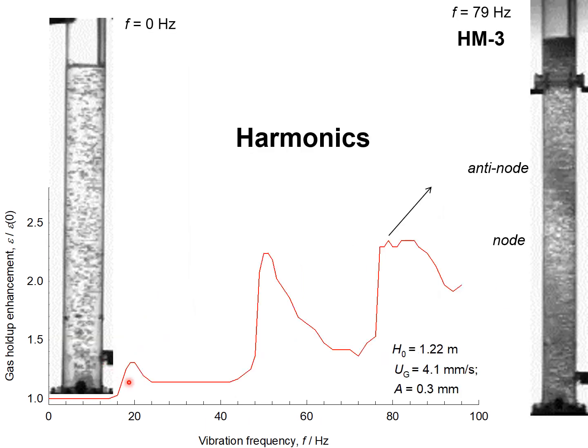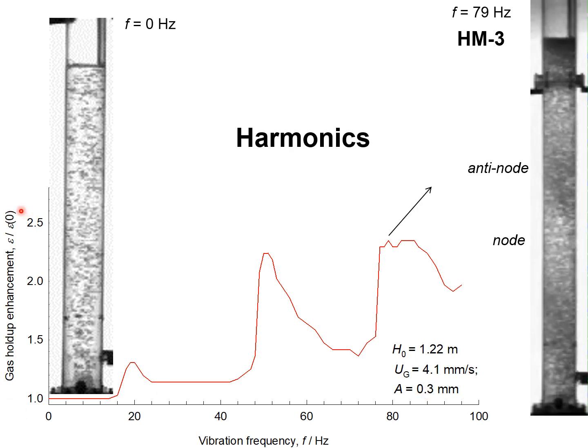We now examine the experiments in which the column height of the clear liquid is maintained at 1.22 meters. The superficial gas velocity is maintained at 4.1 millimeters per second. The vibration amplitude is 0.3. We plot the gas holdup enhancement, i.e. the gas holdup with respect to the holdup of an unvibrated bubble column, as a function of the vibration frequency. We note there are 3 maxima corresponding to the 3 harmonic modes of operation.